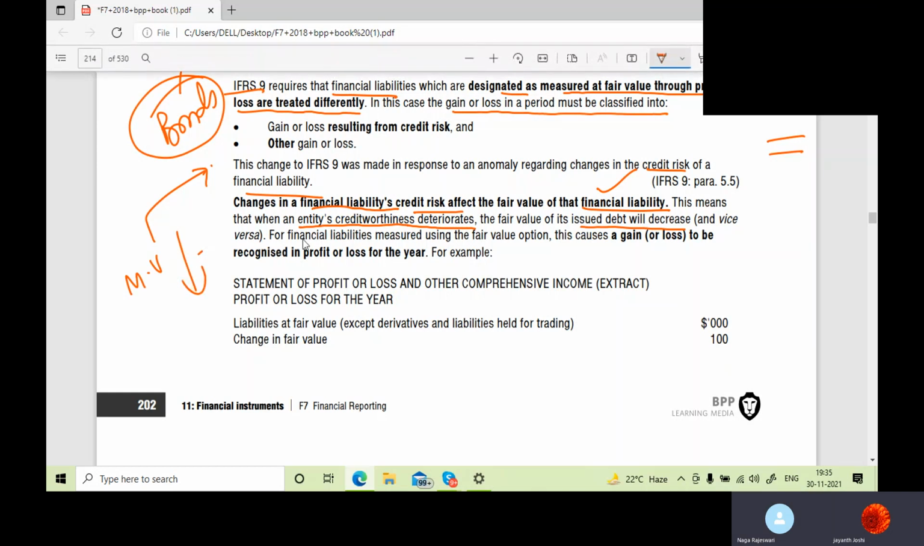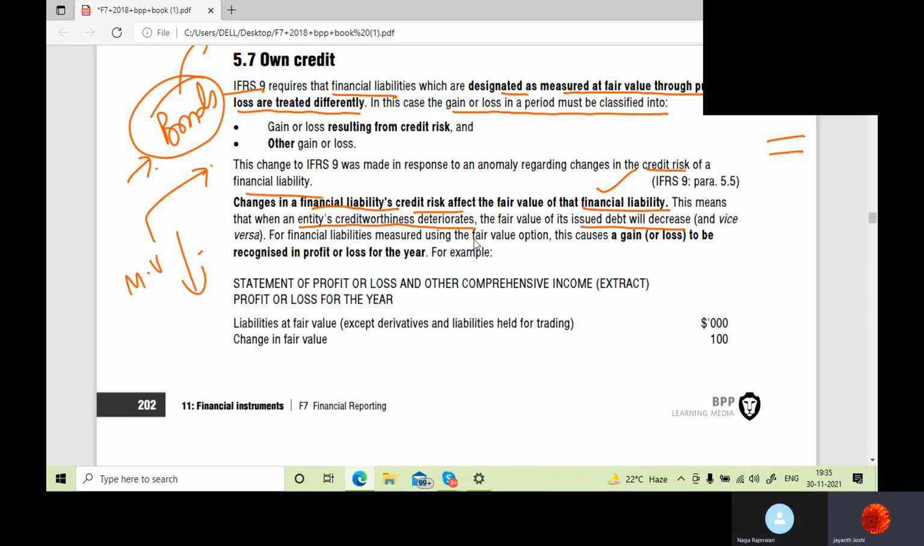So here we are speaking about financial liabilities, especially bonds, because loans and the like are not a matter of concern. But a bond is a security. It's an investment done by the investors, people. So its value will decrease.